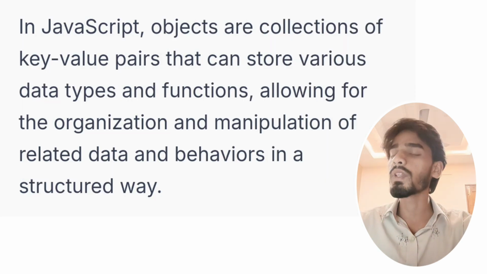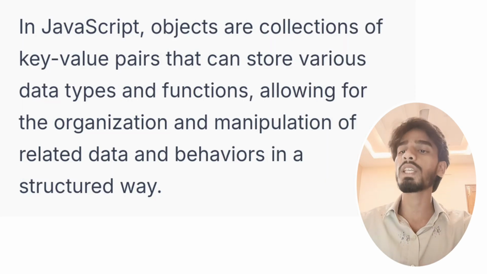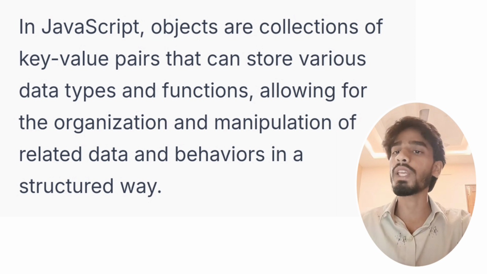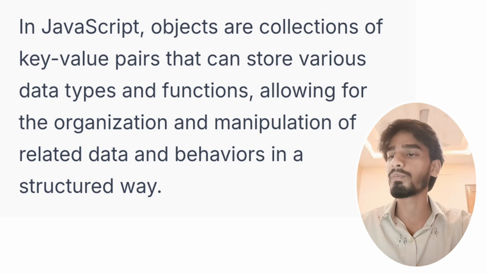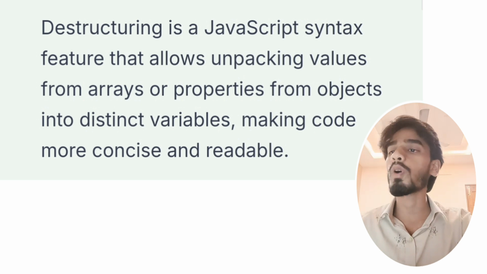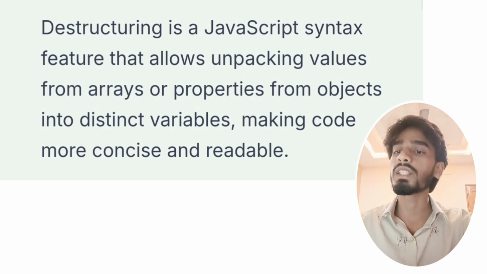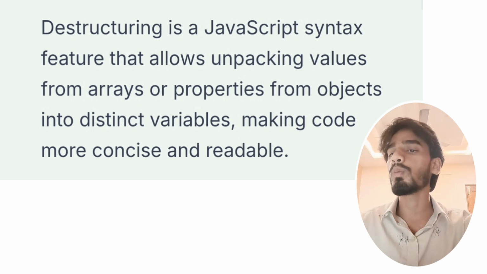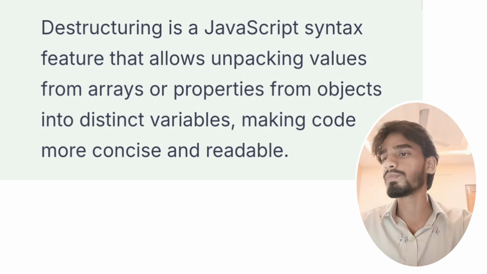Objects in JavaScript. Objects are collections of key value pairs that can store various data types and functions, allowing for the organization and manipulation of related data and behaviors in a structured way. What is destructuring in JavaScript? Destructuring is a JavaScript syntax feature that allows unpacking values from arrays or properties from objects into distinct variables, making code more concise and readable.